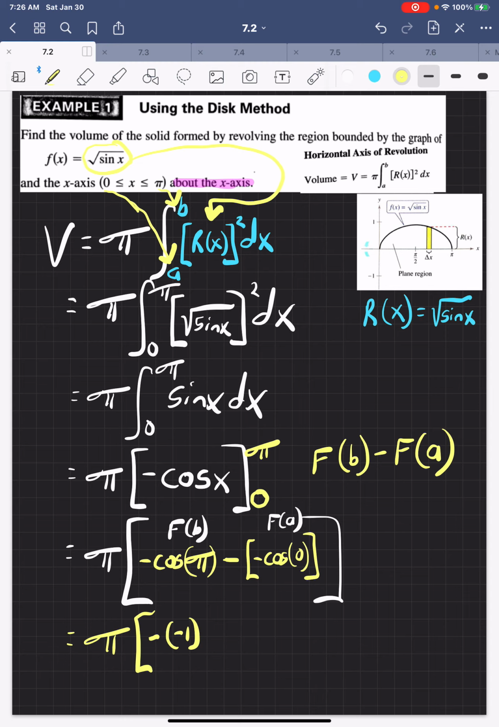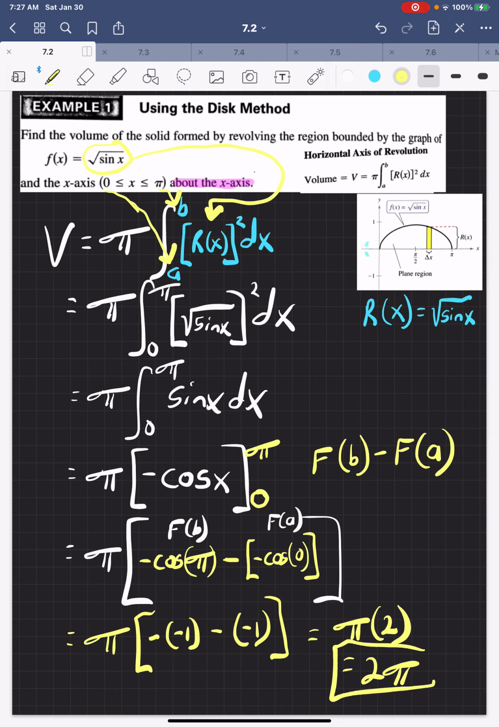Cosine of 0 is 1. So that's minus negative 1. So as you can see, we have a double negative. We end up with just pi times 2, or 2 pi. So that's the volume. I don't know what type of units we're measuring in, but that is the volume of that football. Okay. So we're going to do one more, and then we're going to take a break.